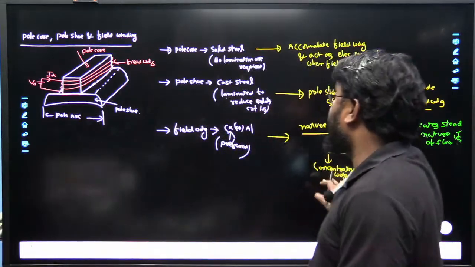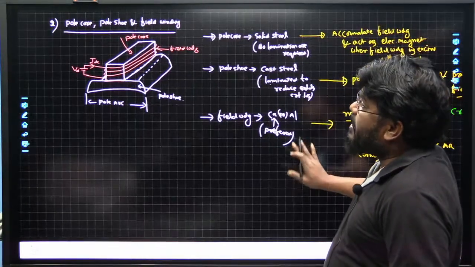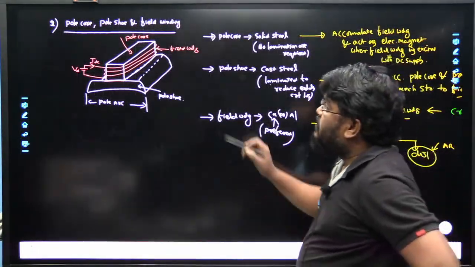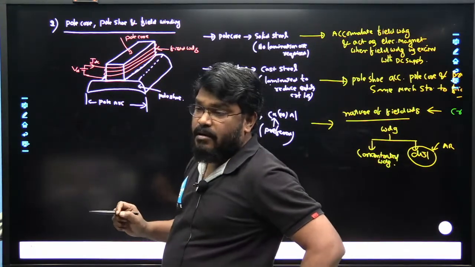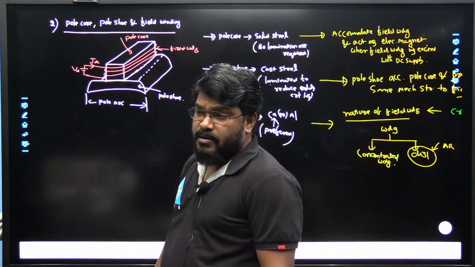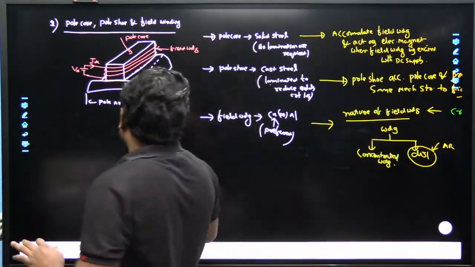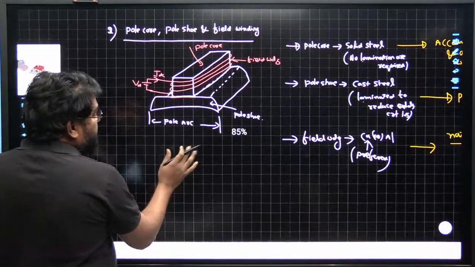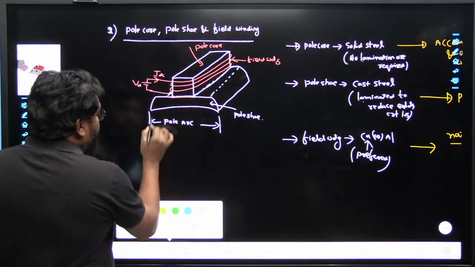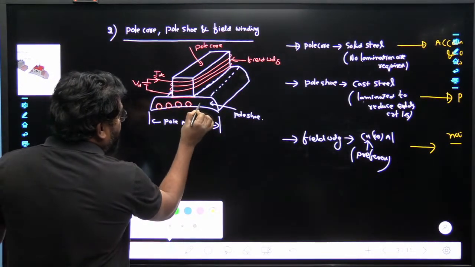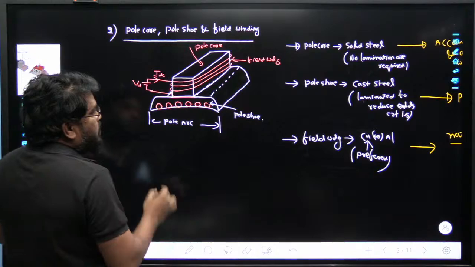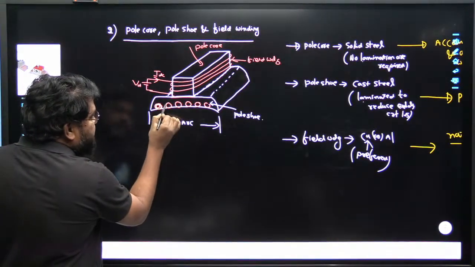Now a question coming here. There is one question asked in interviews: why is the pole core not laminated while the pole shoe is laminated? What is the reason? Actually, here in this pole shoe, some slots are provided, and in these slots windings are placed.